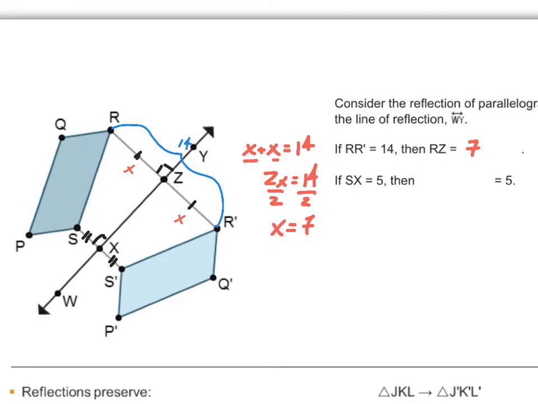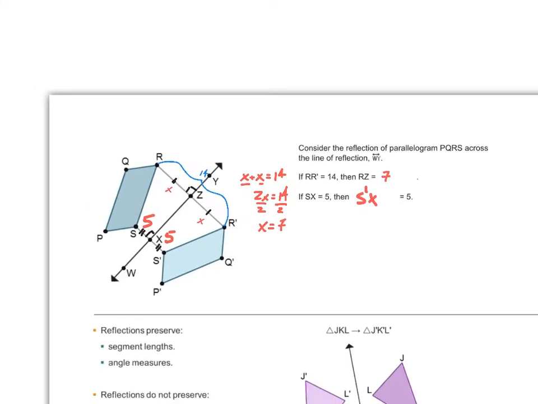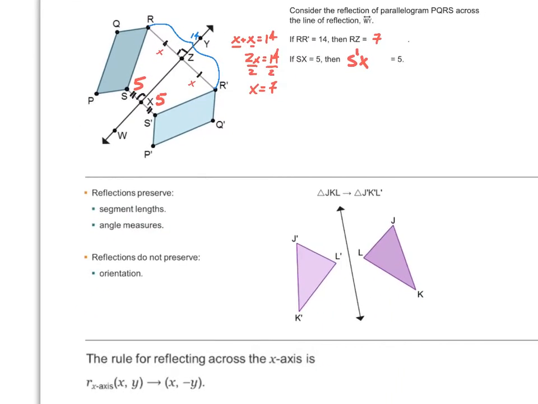Now, they also say over here that SX is equal to 5, okay? So this length over here is 5, then that means that XS prime is also 5. So I would write that this is S prime and then X, okay, because X is the point on the line of reflection.